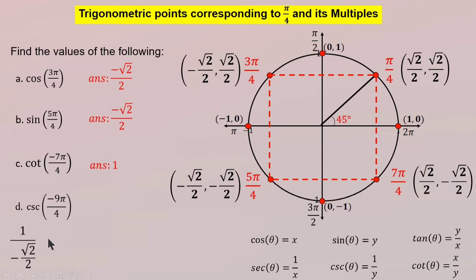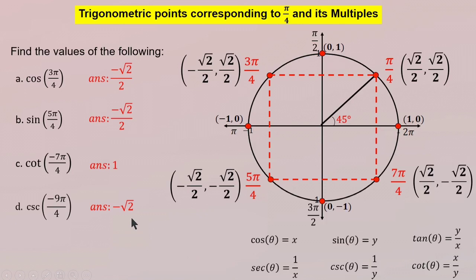So 1 over negative square root of 2 over 2 is equal to 1 times negative 2 over square root of 2. 1 times negative 2 is negative 2 over square root of 2. Rationalize, we multiply the numerator and denominator by square root of 2. Negative 2 times square root of 2 is negative 2 square root of 2 over square root of 2 times square root of 2 is 2. Square root of 4 is 2. We cross out 2, hence this is equal to negative square root of 2.